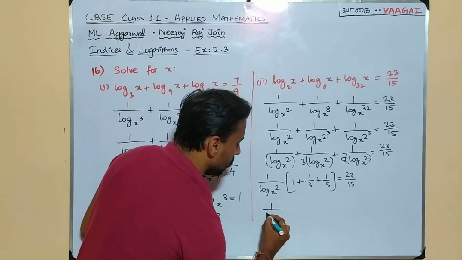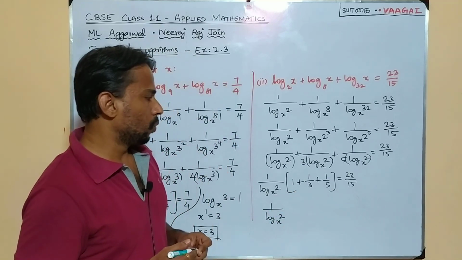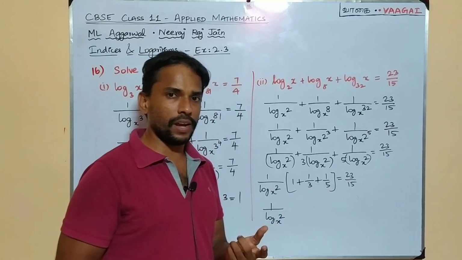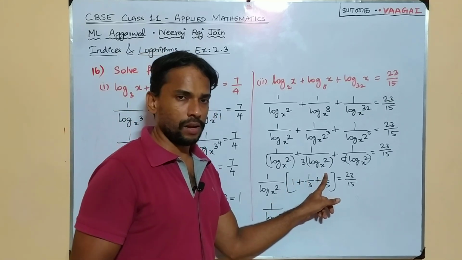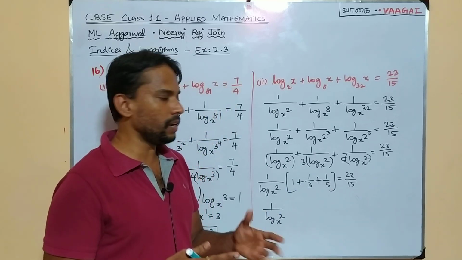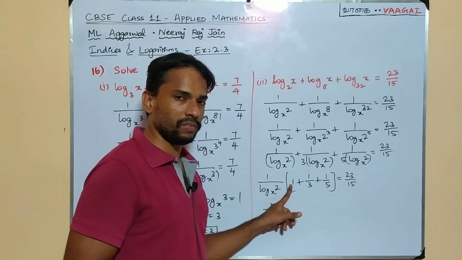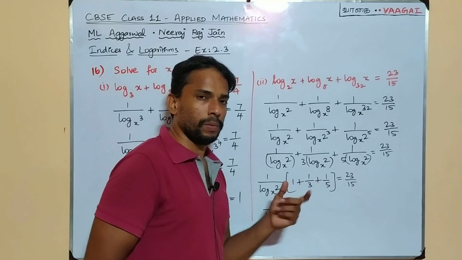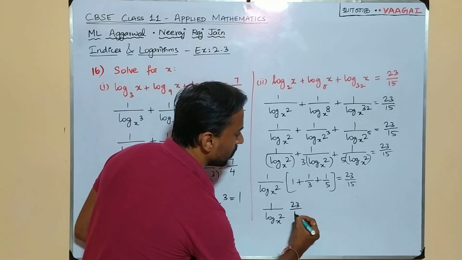And what next I can do? 1 by log of 2 to the base x. Now, you just try to simplify what we have inside: 1 plus 1 by 3 plus 1 by 5. I will take the LCM 15, because we got the denominators 3 and 5. So this numerator 1 into 15 will become 15, and here we will have 5 and here we will have 3, correct? So 15 plus 5 plus 3 will become 20 plus 3, that means 23. So overall we will have 23 by 15.